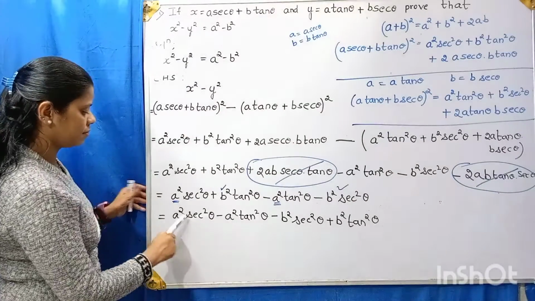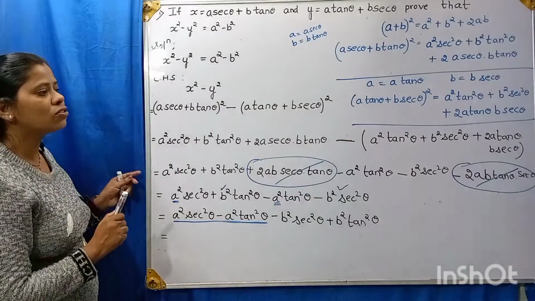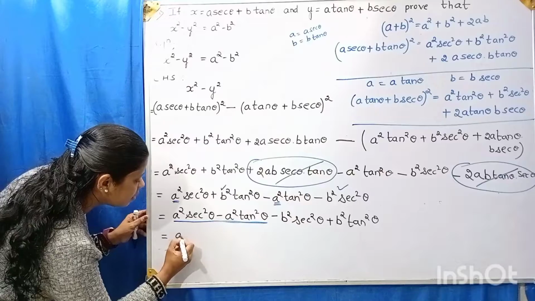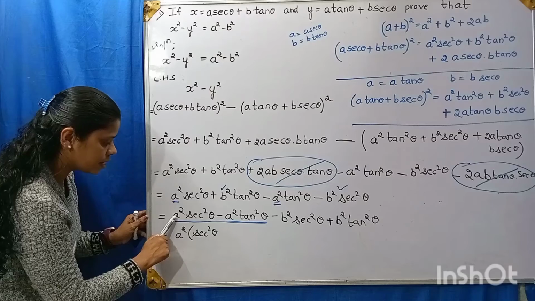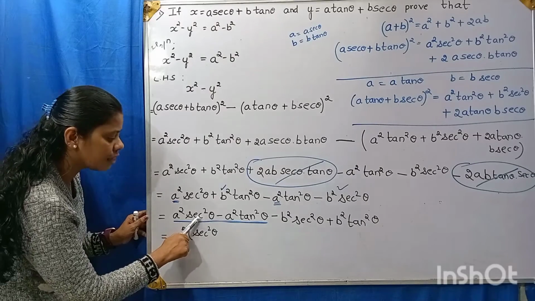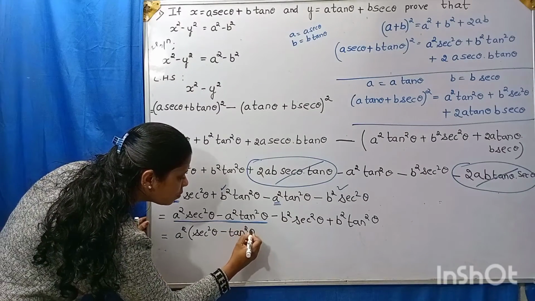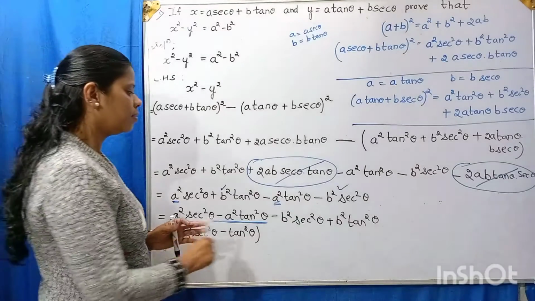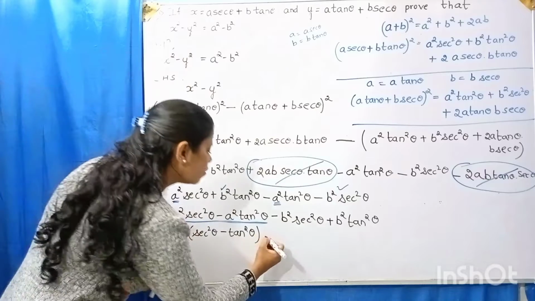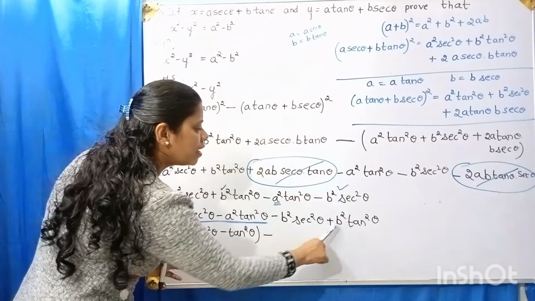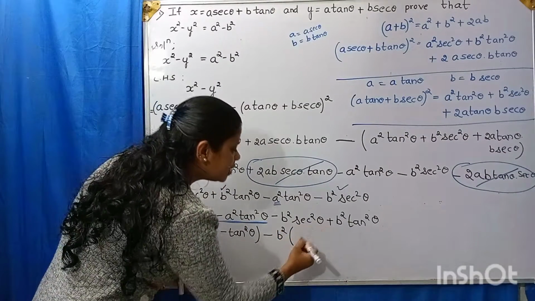Now in these two terms, take common. Which is common? A square is common, right? A square secant square theta, it is left. When you take a square common, which is left here? Secant square theta. Here what is left? Minus tan square theta. Now minus, you take common. And which is common here? B square, it is common. Therefore secant square theta.